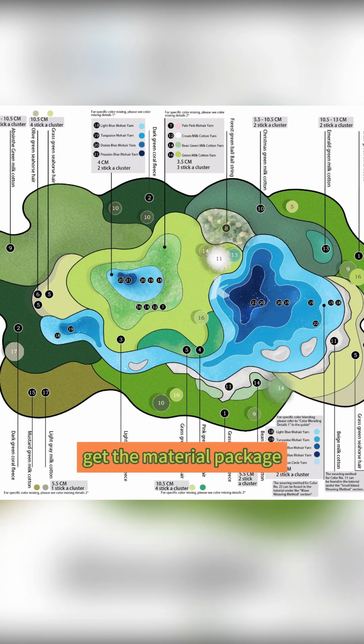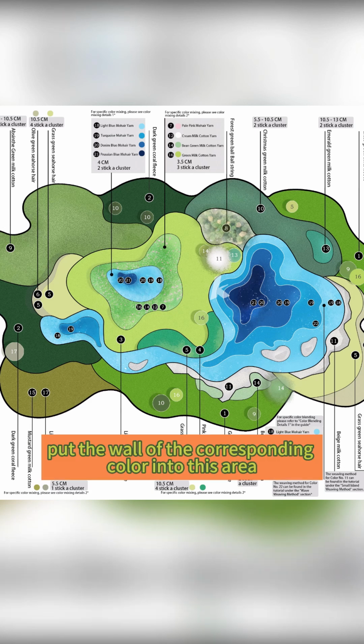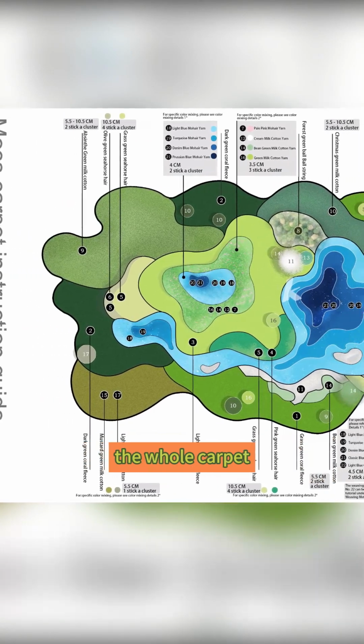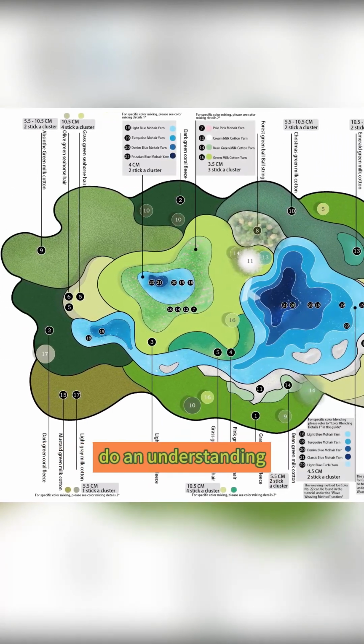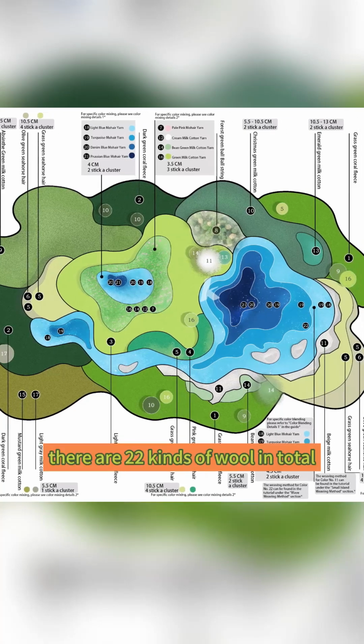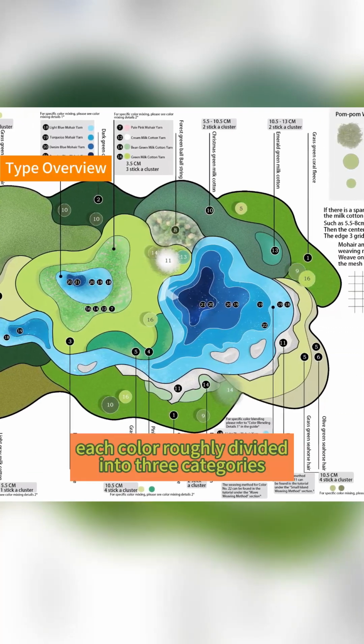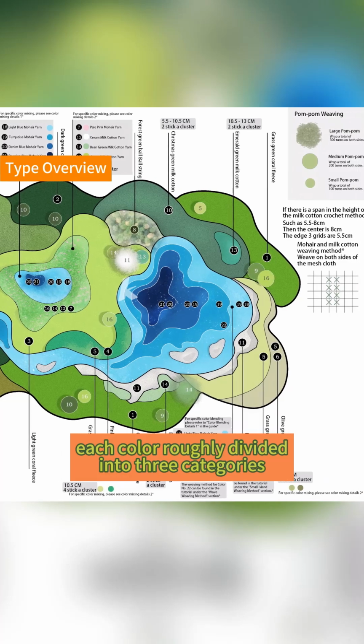Get the material package. The first step is to take out the grid cloth. Put the wool of the corresponding color into this area. Now let's get an understanding of the whole carpet. You can see there are 22 kinds of wool in total. Each color is roughly divided into 3 categories.